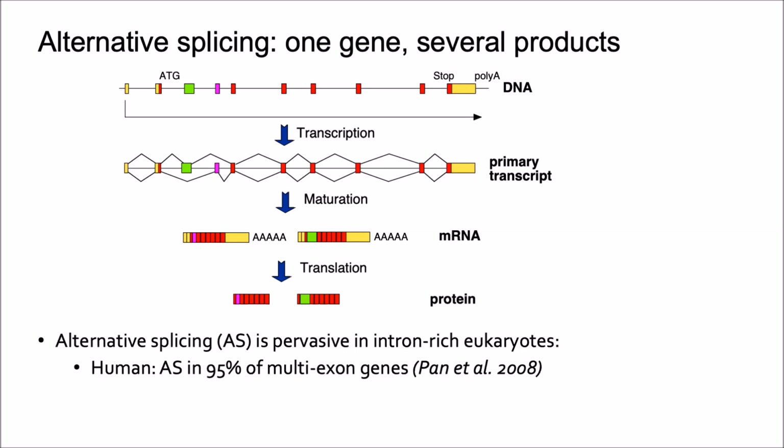This process of alternative splicing is very pervasive in eukaryotes. For instance, in humans, it has been shown that something like 95% of multi-exonic genes are subject to alternative splicing.